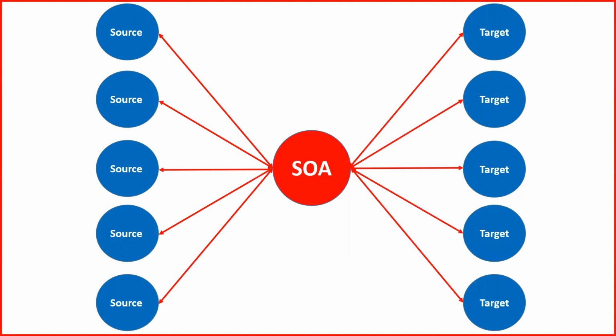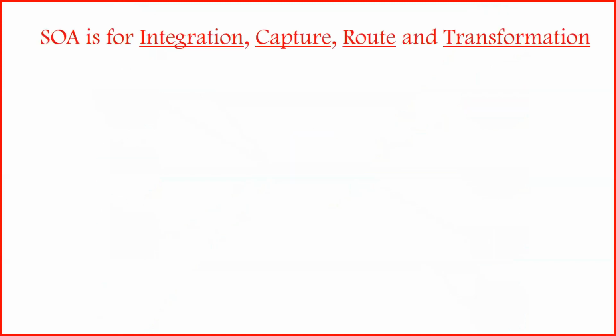So instead of one-to-one mapping between sources and targets, which could be a complex activity, and the maintenance is also very tough in that case, you have a single component in between, which is called SOA. You have to integrate your sources and targets with only SOA. So it makes this architecture loosely coupled. You can plug in and plug out any source or target system anytime.